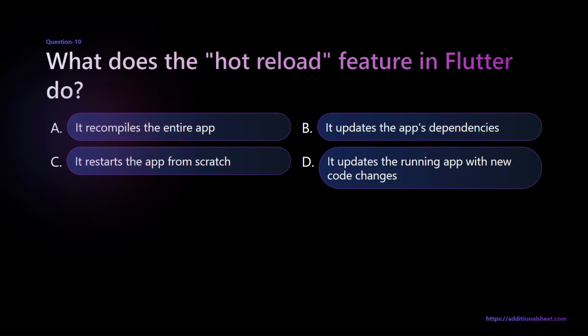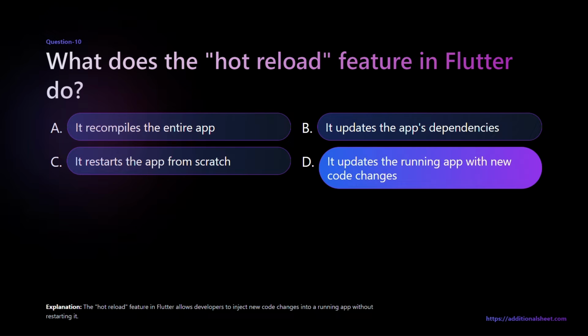What does the hot reload feature in Flutter do? Option A, it recompiles the entire app. Option B, it updates the app's dependencies. Option C, it restarts the app from scratch. Option D, it updates the running app with new code changes. The correct answer is option D, it updates the running app with new code changes.